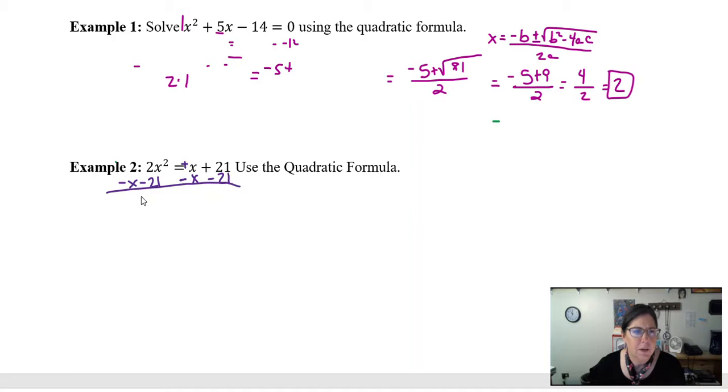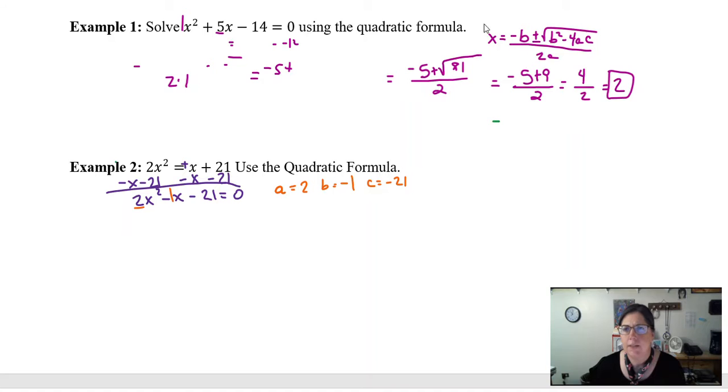So my equation becomes 2x squared minus x minus 21 equals 0. Now once I've done that, I can go ahead and identify a, b, and c. So a is 2, because that's what's in front of x squared. B is a negative, and there's an invisible number there. It's always understood to be a 1 if there's no number written. And then c is my negative 21 because it's the constant.